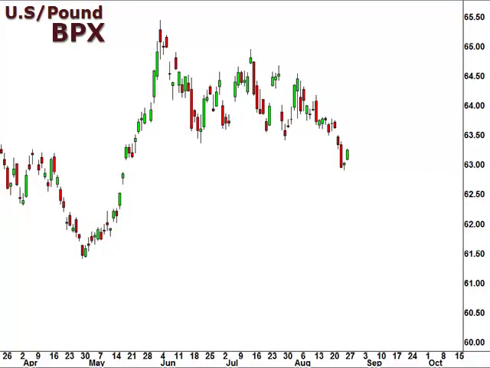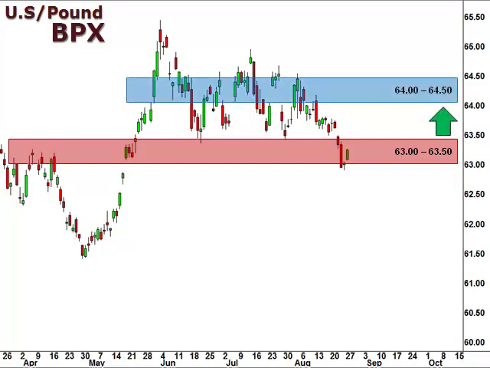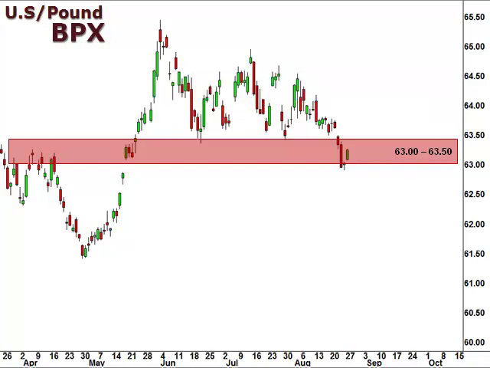Next up, the BPX, the U.S. dollar versus the British pound. Well, the BPX continued lower last week, breaking below the 63.5 support level. Now, failure to break back above 63.5 confirms the probability of a continuation to the downside. However, a break back above 63.5 suggests a test of resistance at this 64 level.